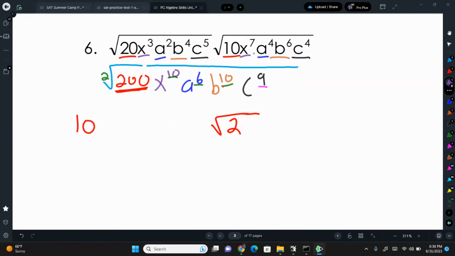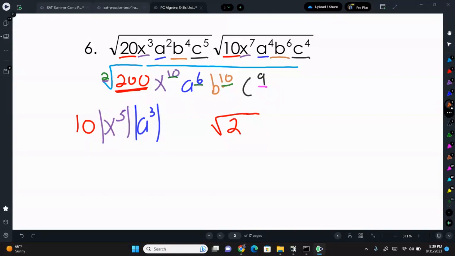Our exponent's 10. 10 divided by our index, which is 2, is 5. There's no remainder, so we're going to have x to the 5th power. Well, because it came out as an odd exponent, we need absolute values because we had an even root and even original exponent. Then a, we're going to have 6 divided by 2 is 3, so a to the 3rd. Absolute value bars around that.